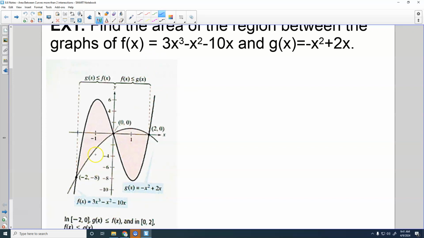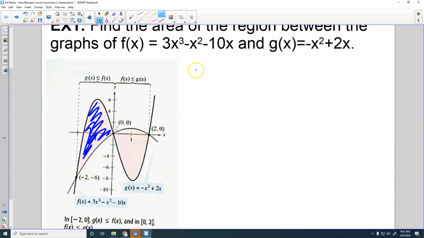So, let's look at my 2 regions here. This region right here, we'll do in blue. I can do top minus bottom. I don't have to do left minus right. In fact, left minus right would be hard on this one. I'm going to do top minus bottom. Which function is my top function? The cubic or the quadratic there?